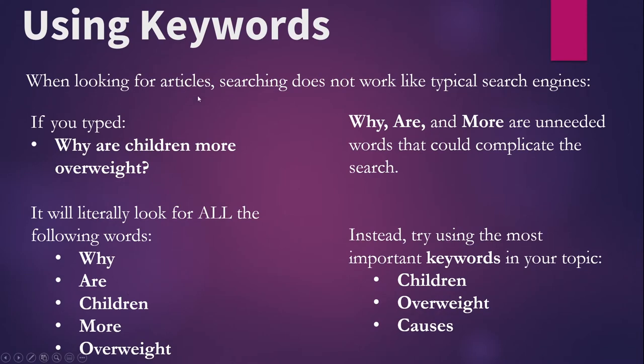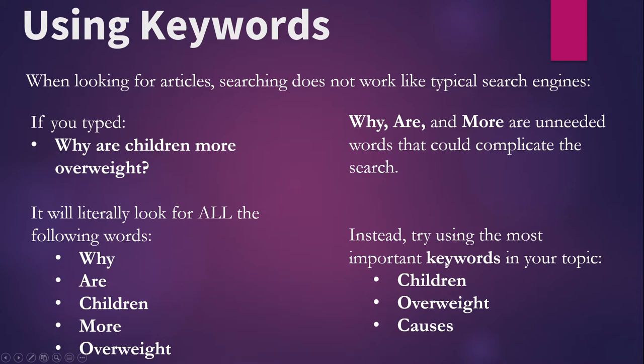When looking for articles, searching does not work like a typical search engine. For example, if you were to type "Why are children more overweight?" in Google, it would know to filter out some of these words that are not needed. However, other search engines will literally look for all the words, like "Why are children more overweight?" These words here are unneeded and could complicate the search.